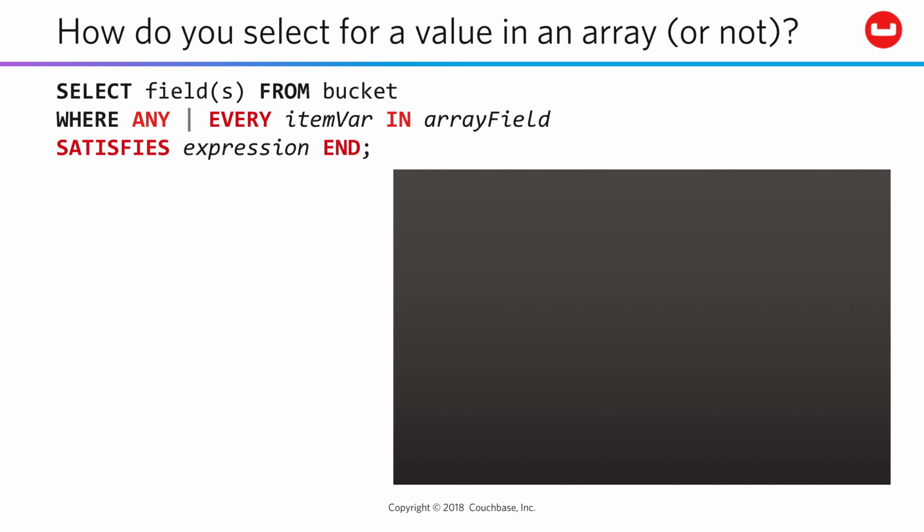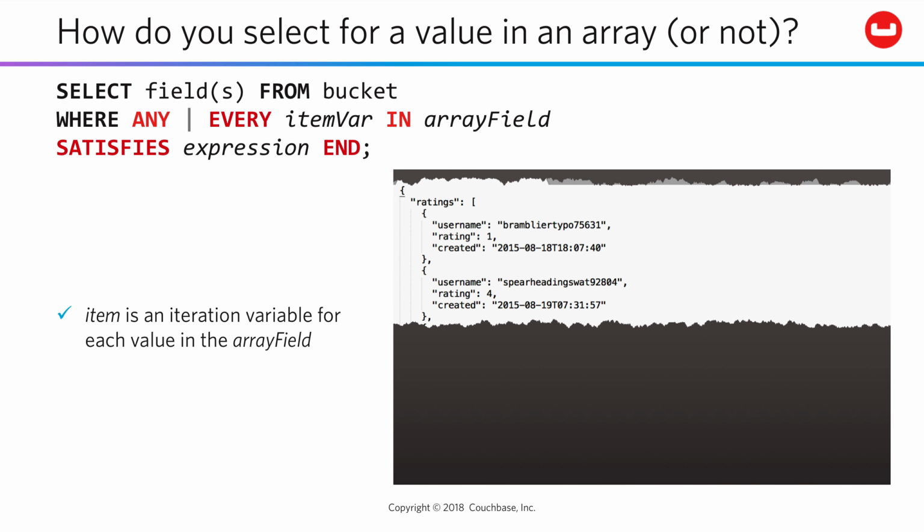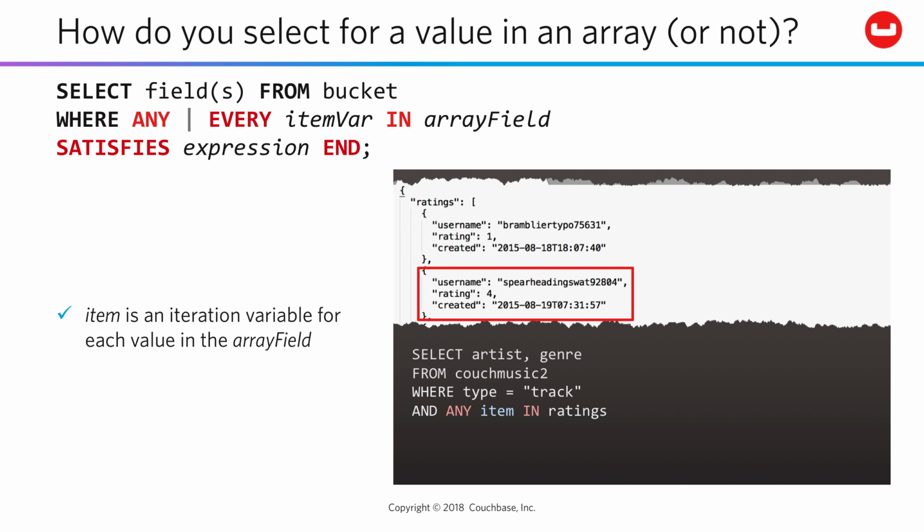Of course, whether the array value you are iterating is a scalar or complex value depends on what you need in your documents. If the array holds objects, then the iteration variable holds a reference to that object, and you test the values of that object as needed within your expression.